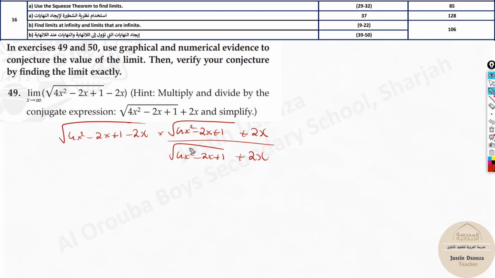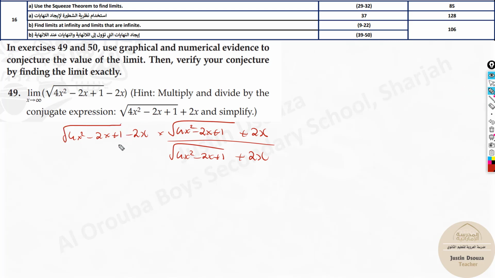Here what happens is, this is basically balanced. If you cancel these both, it's 1. So you're not doing anything wrong. But here I just realized that I've written the square root a bit incorrectly. The square root is only for the first part, not the second part.